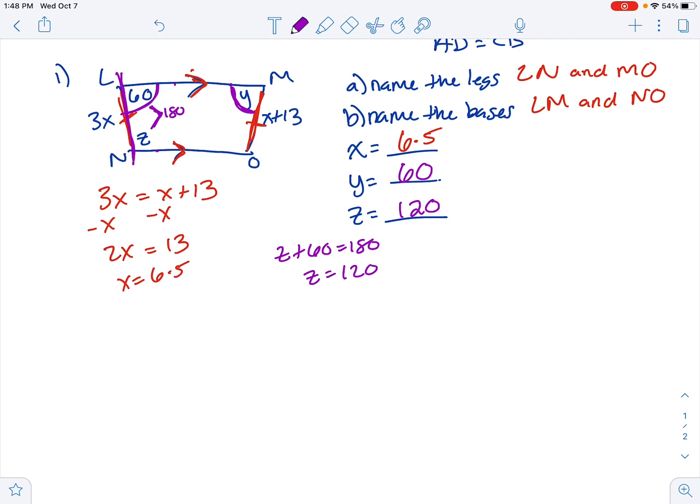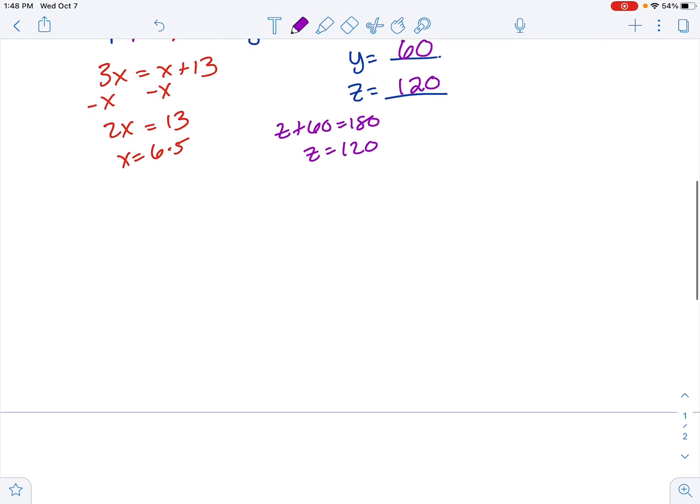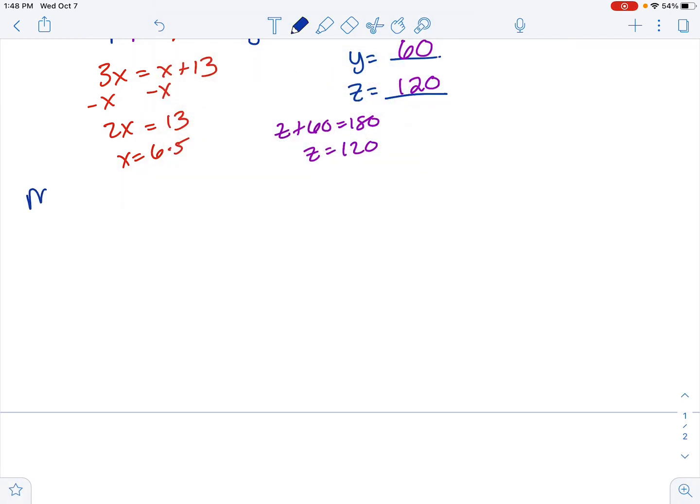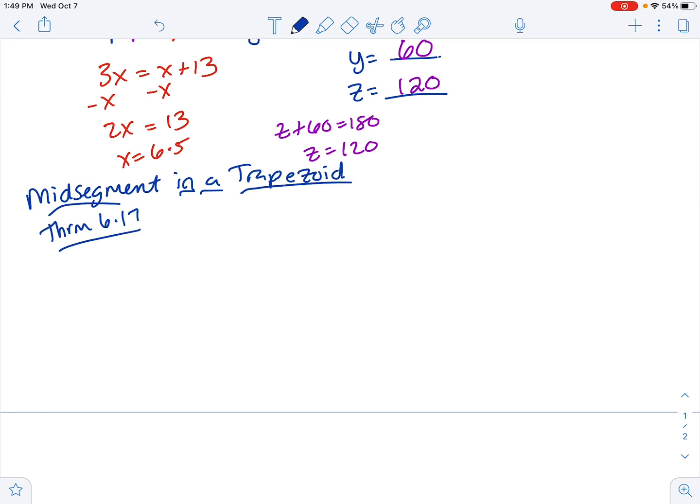Okay, so there's your example for a trapezoid. Now there's one more thing that we have to learn about a trapezoid, and that would be a mid-segment. So a mid-segment in a trapezoid. This is technically theorem 6.17 if you're naming them that way. So if I have a mid-segment in a trapezoid, the first thing that we want to do is draw it so we know what we're looking at. So here's my trapezoid. Now the mid-segment goes right through the middle.